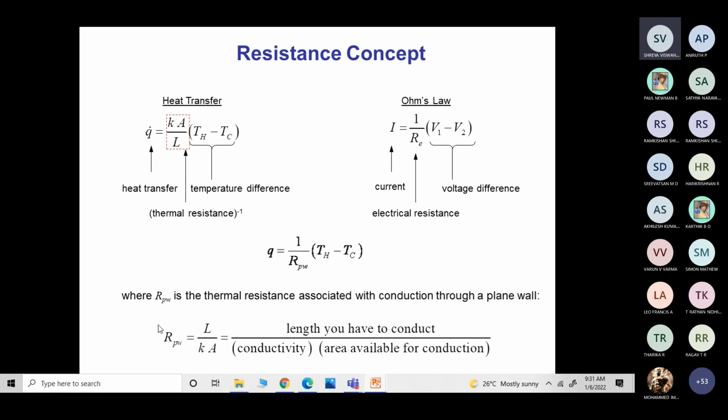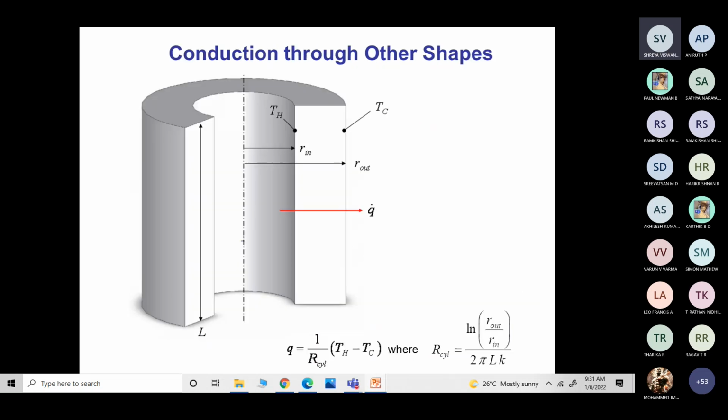All of you are able to understand this? Yes, sir. Heat transferred is equal to the product of the inverse of thermal resistance and temperature difference, or heat transferred equals temperature difference divided by thermal resistance. The thermal resistance is nothing but L by Ka: the length you have to conduct divided by the thermal conductivity of the given material and the area available for conduction. So this is what you have to understand.